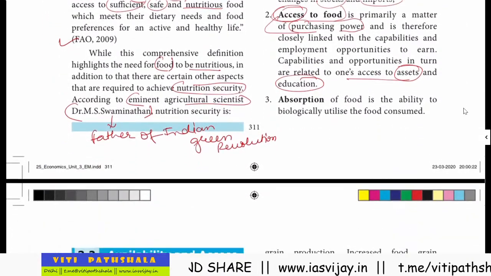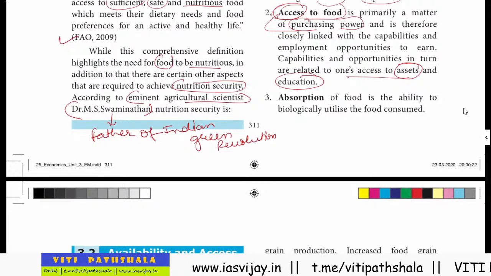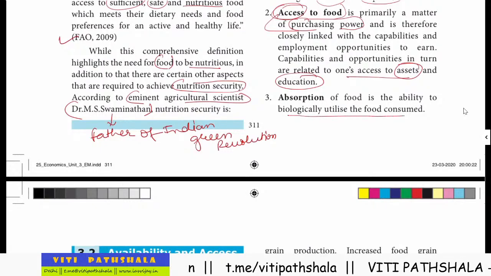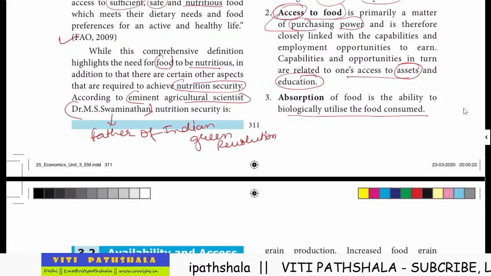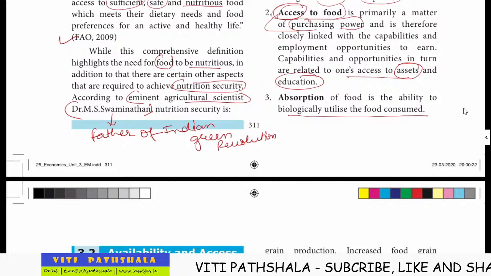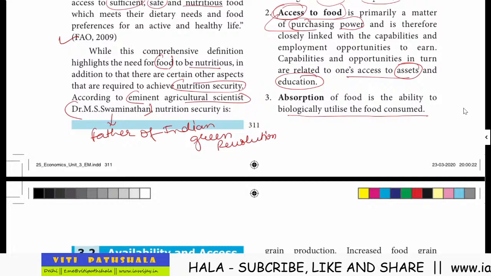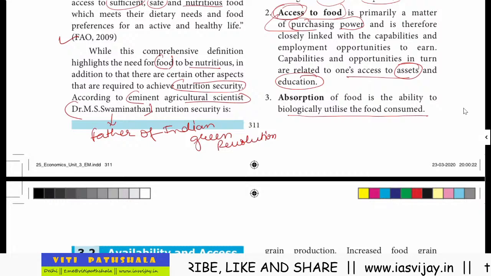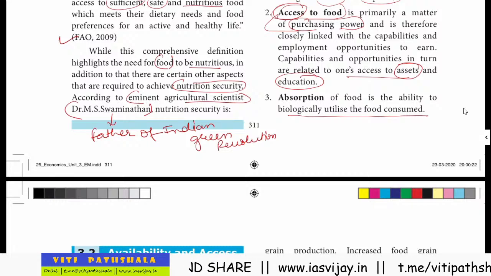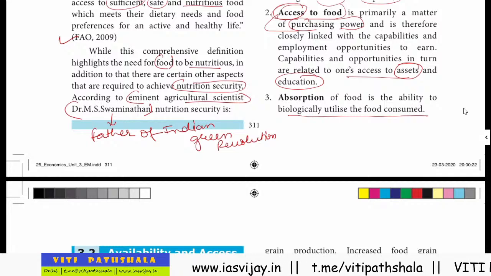Then absorption of food is the ability to biologically utilize the food consumed. Are you mentally stable? Are you emotionally stable? Are you physically right? Is the food you are eating utilized by your body or not?